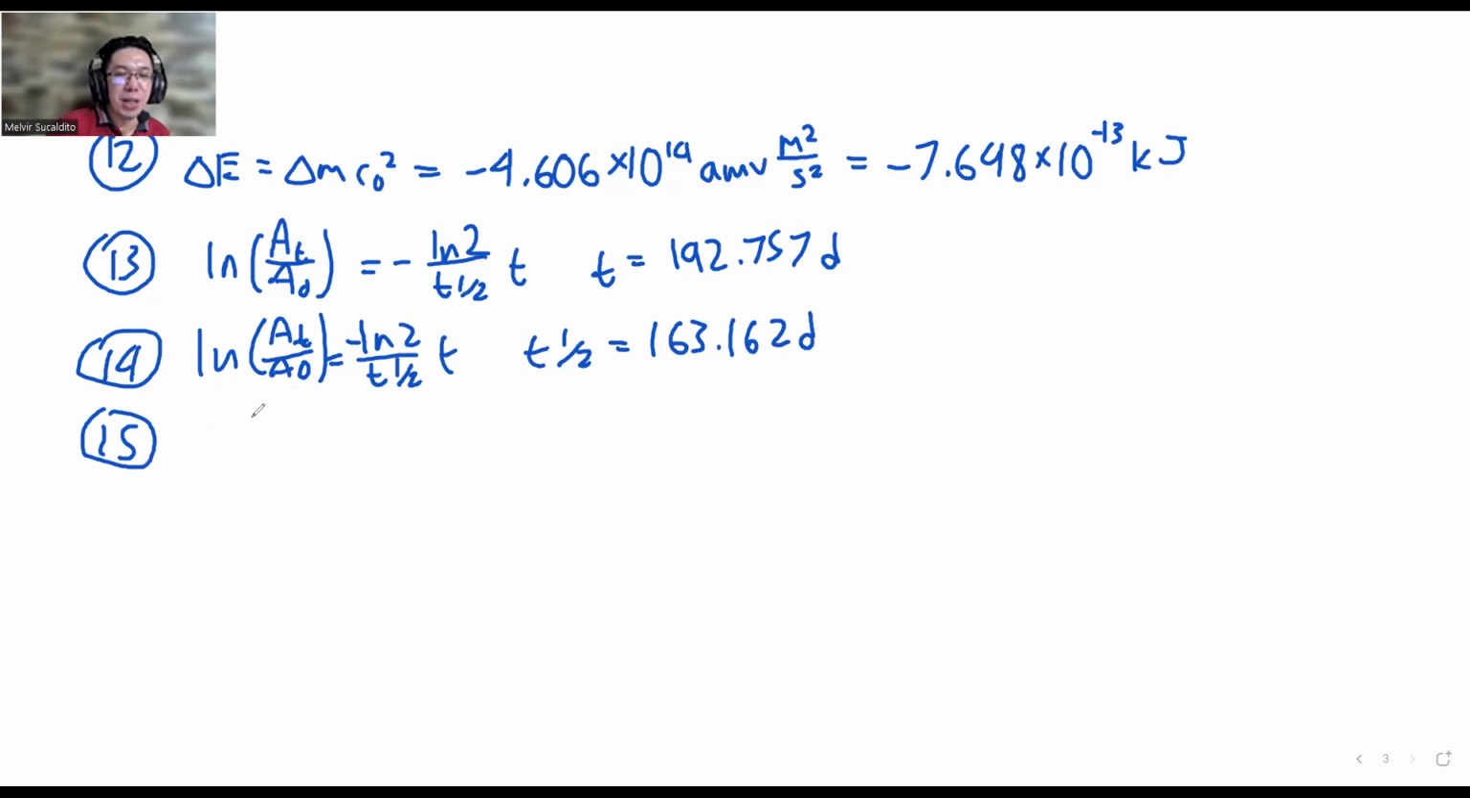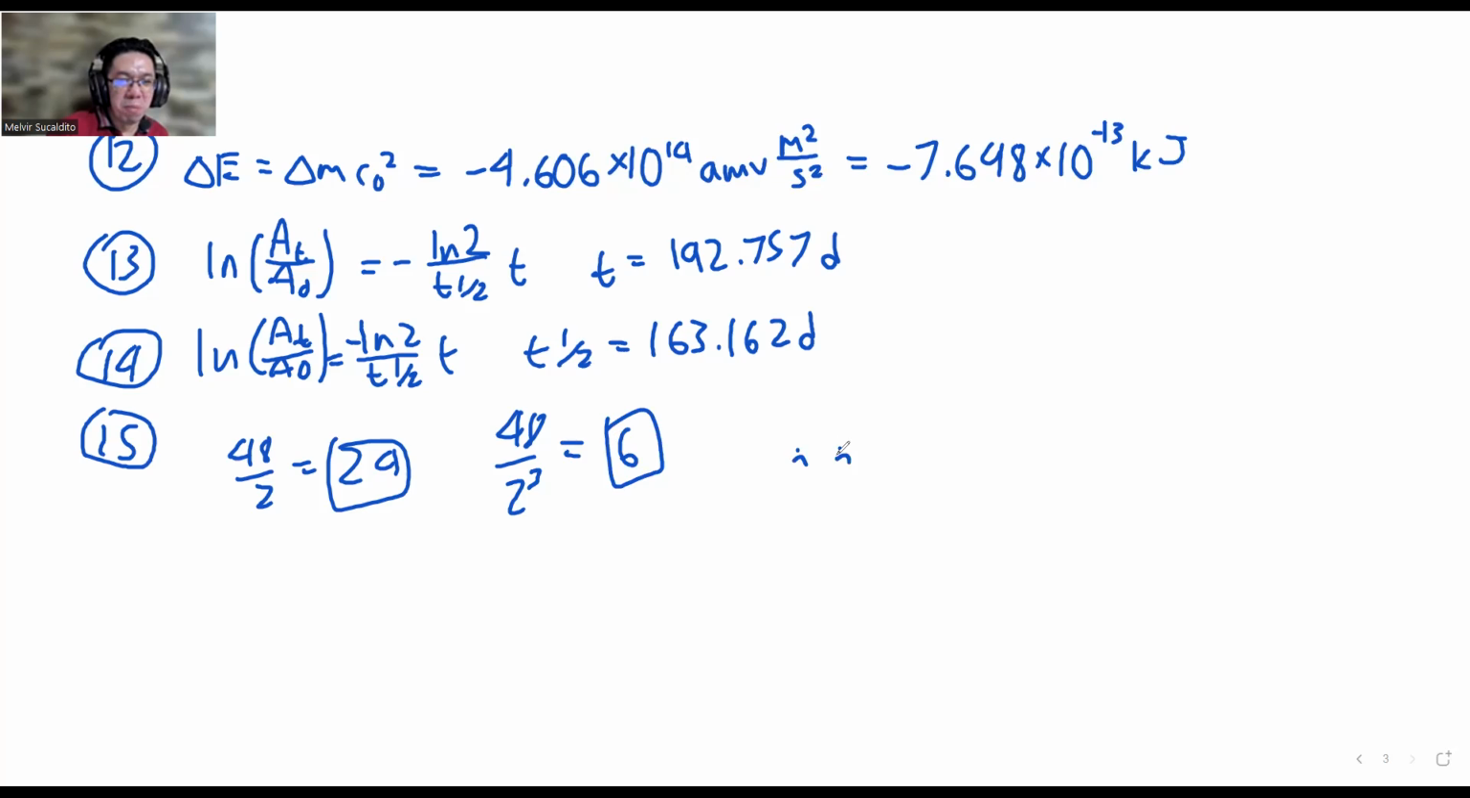Same equation yan. ln A over A0 equals negative ln 2 over half-life times 49.2. It's just 3 times 12.3, so I can actually do this manually. So what is the answer? Correct. Okay, good. Oh, 6 yung sagot after 49.2 years. Are you sure? After 49.2 years, 6 ang may iwan?